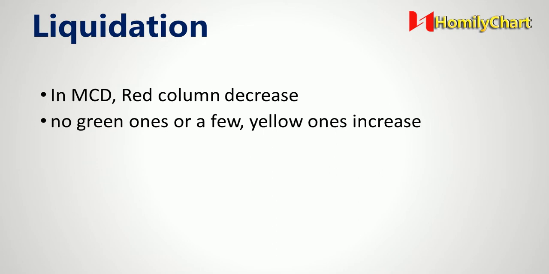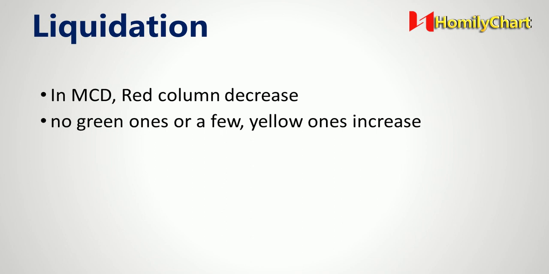So let's see the liquidation. In MCD, multicolor dragon, red column decreases, no green ones or a few, yellow ones decrease. This is a liquidation. So how to find the stocks like this? So maybe the price goes up, then sideways, right? So how to find this sideways area? Red column must decrease. Why? Because if the price continues to go up, the multicolor dragon red column will increase. But sideways, the red column decreases, okay?